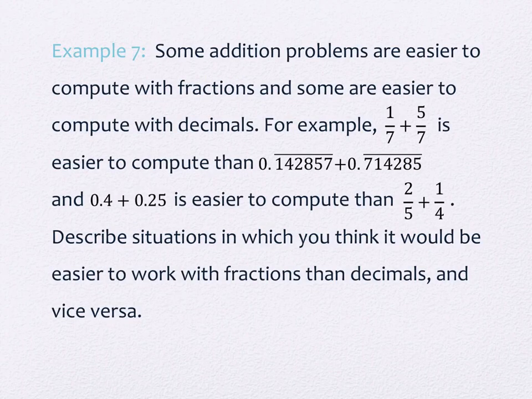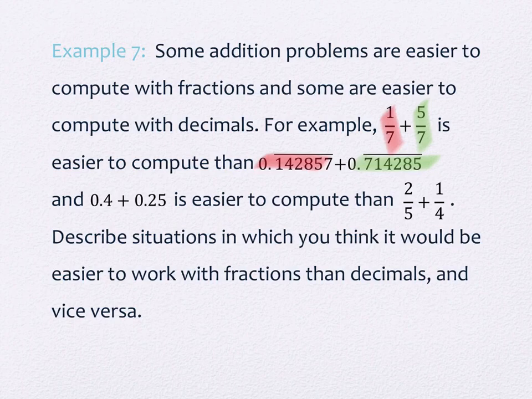All right, some addition problems are easier to compute with fractions, and some are easier to compute with decimals. For example, 1/7 plus 5/7 is easier to compute than 0.142857 repeating plus 0.714285 repeating. They're basically telling you that this is the value for this one, and this one is the value for this one, right? Much easier to do 1/7 and 5/7 than it is to do their decimal expansions.